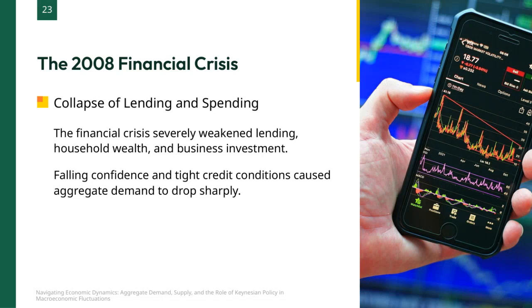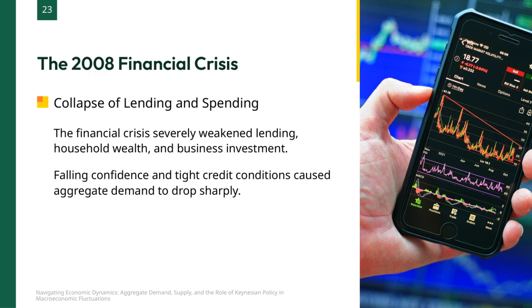The 2008 financial crisis had a profound impact on the economy, primarily through a collapse in lending and spending. Lending tightened dramatically as financial institutions became wary, which in turn eroded household wealth and hindered business investments. This ripple effect caused consumer and business confidence to plummet. With credit harder to access and confidence low, overall demand in the economy dropped sharply, deepening the economic downturn.